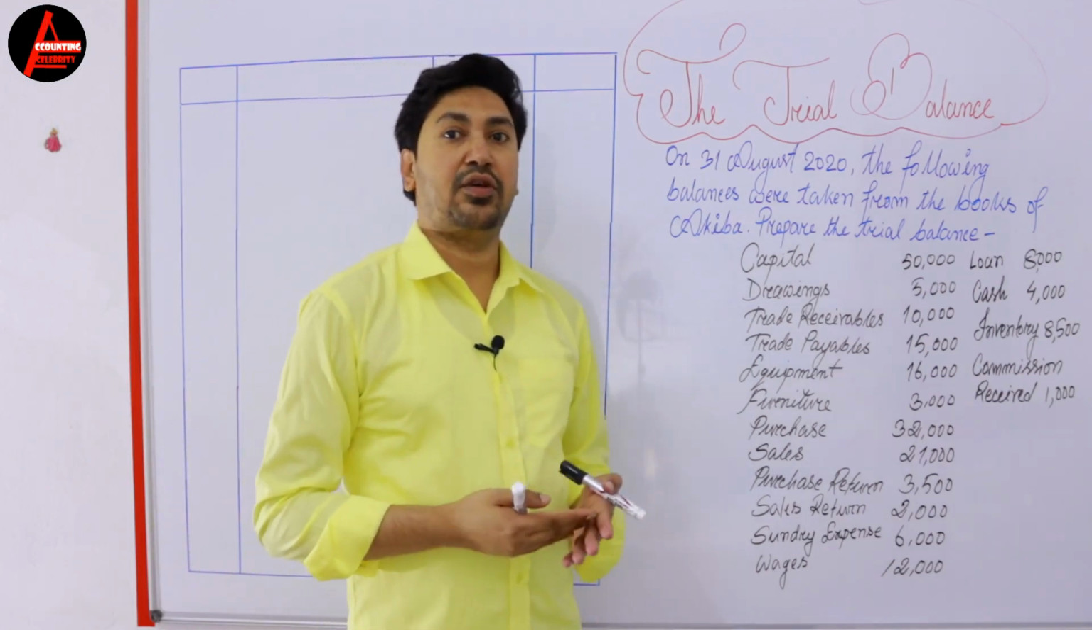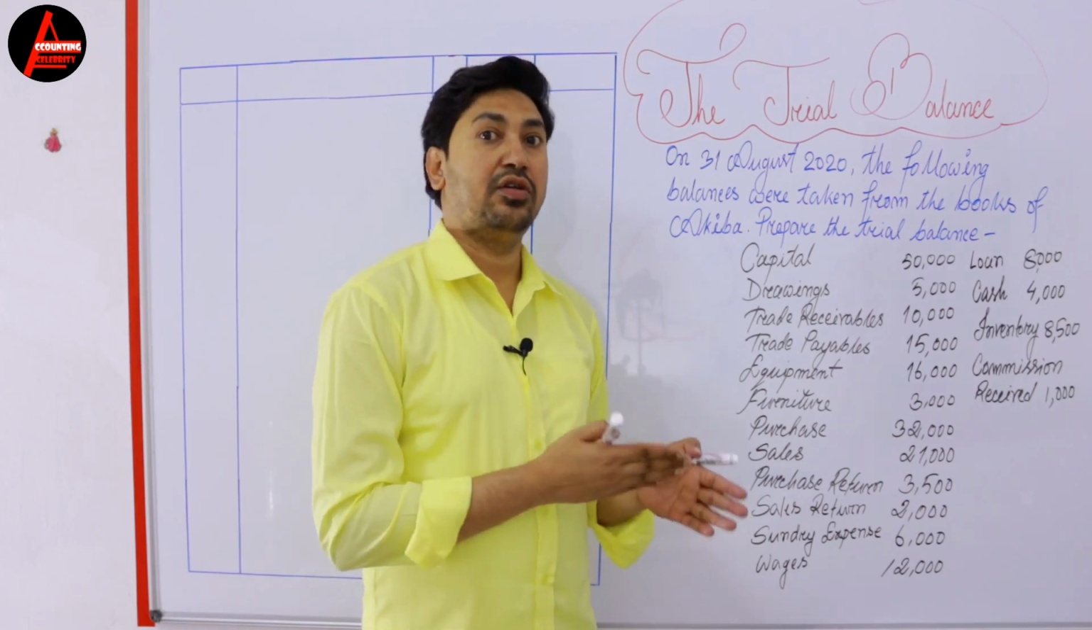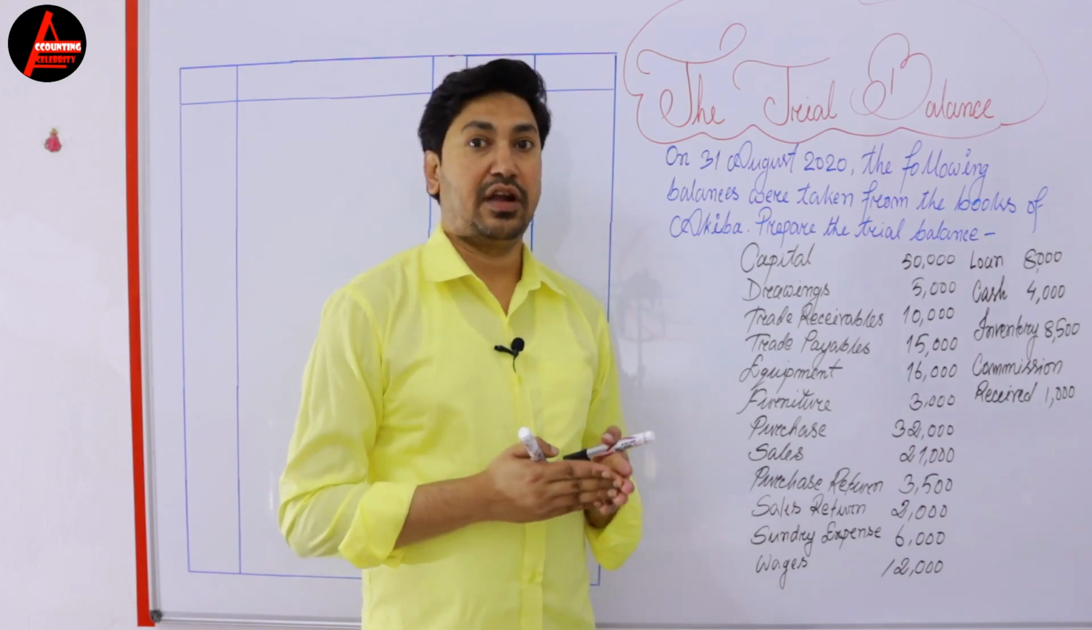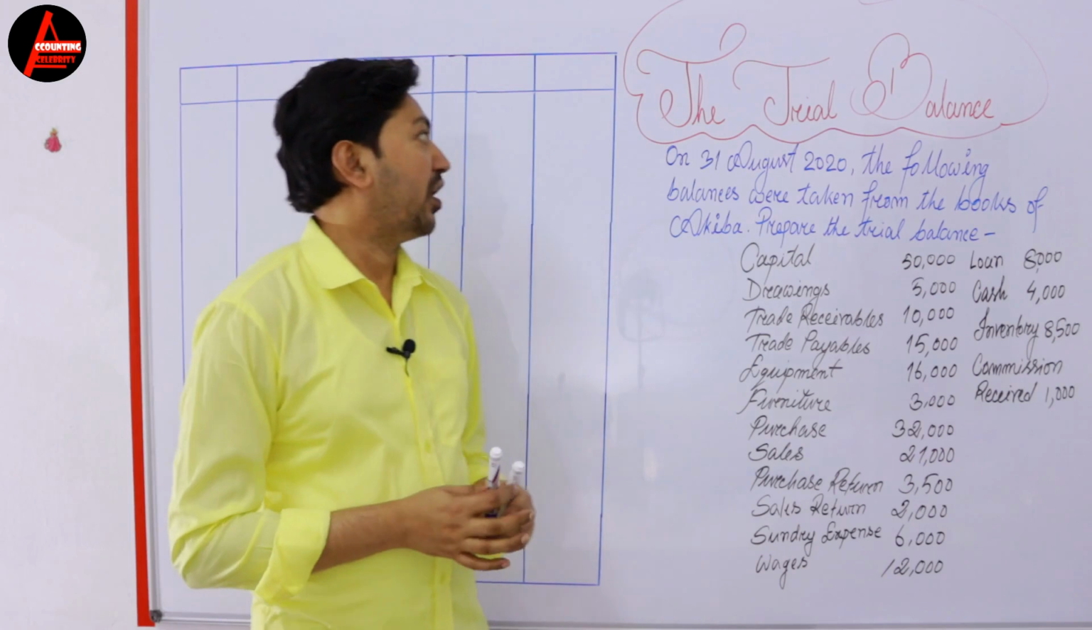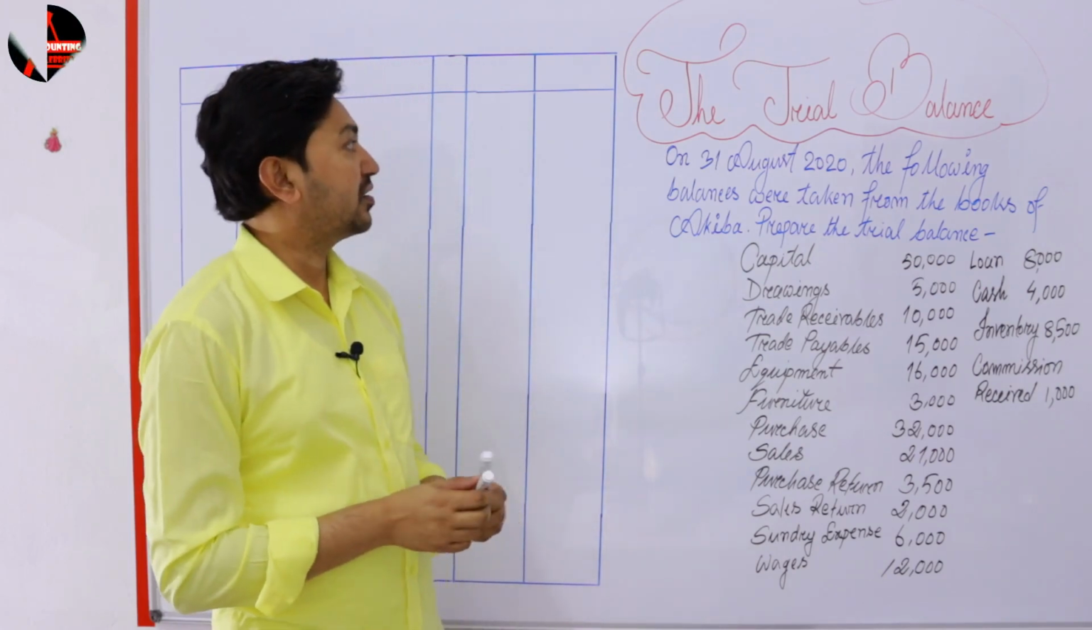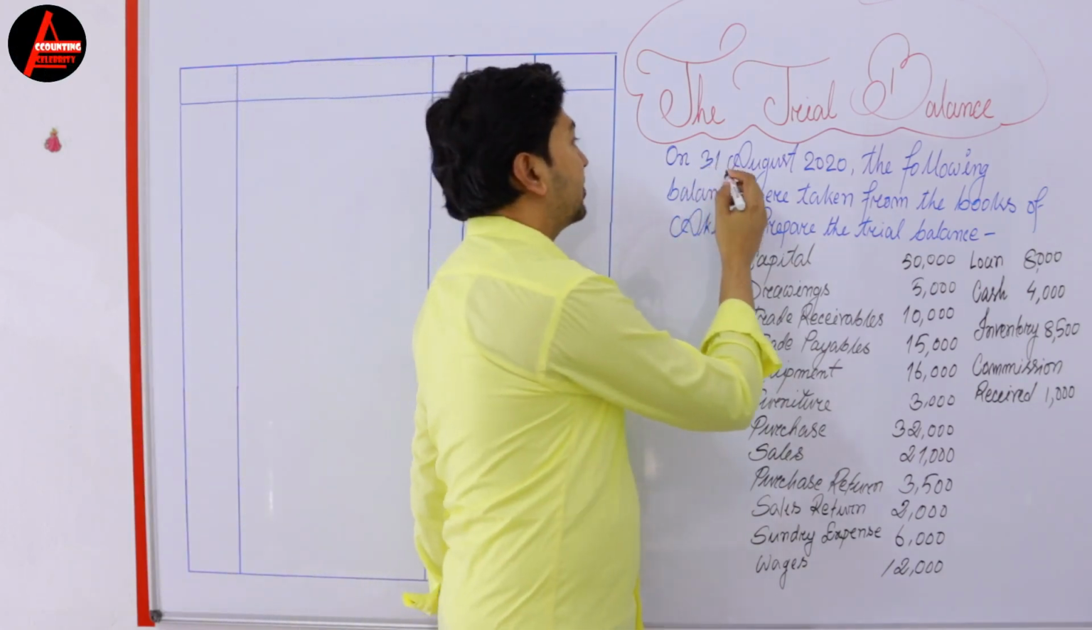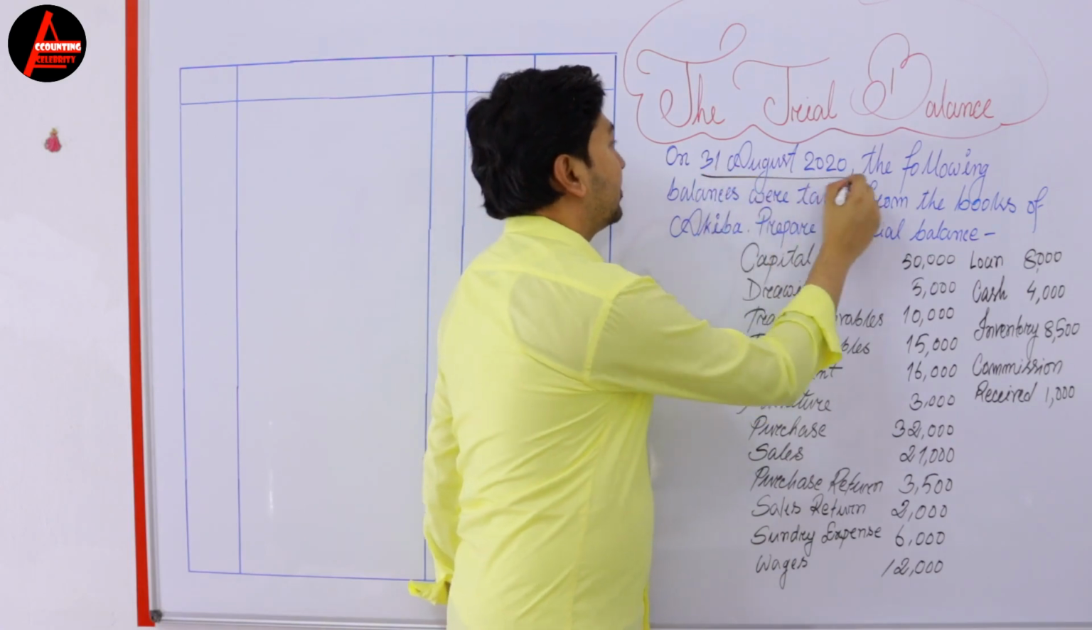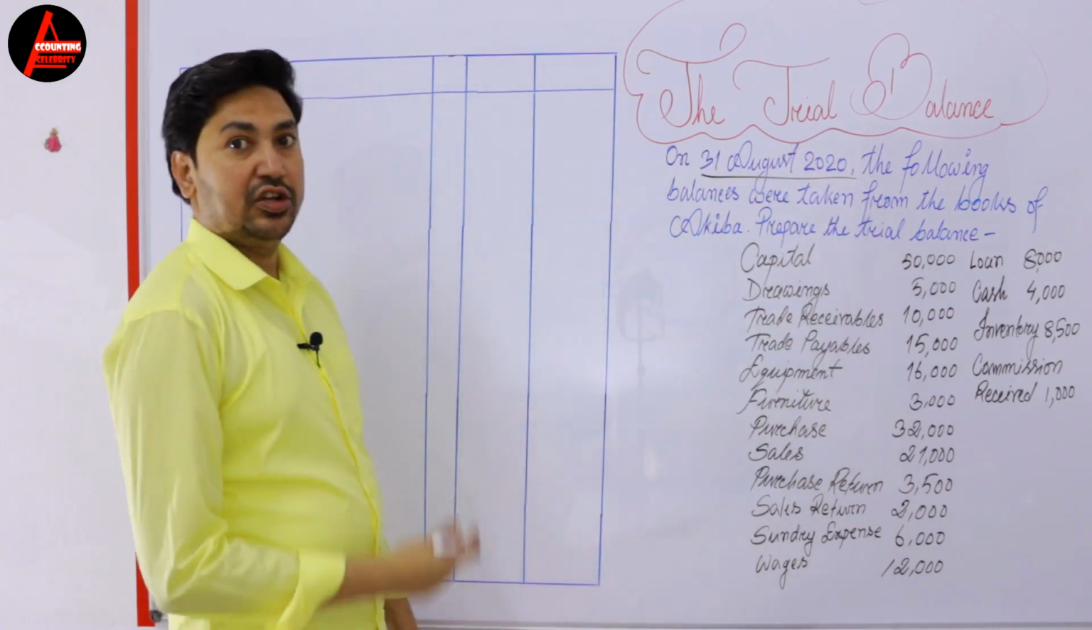By the way, do you know what a trial balance is? A trial balance is a list of balances of the accounts in the ledger at a certain date. So what date are you preparing the trial balance for right now? On 31st August 2020. Okay, so look here.